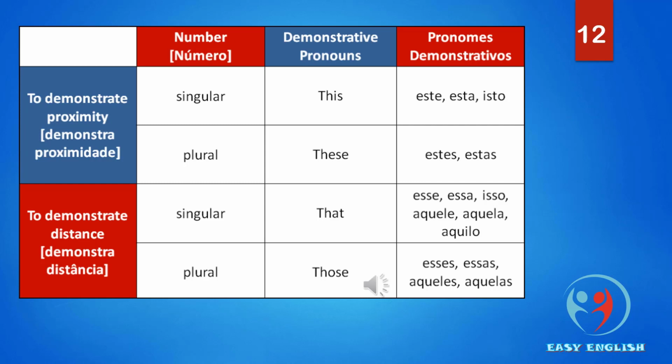To demonstrate proximity. Demonstra proximidade. Singular, this. Pronomes: este, esta, isto. Plural, these: estes, estas.